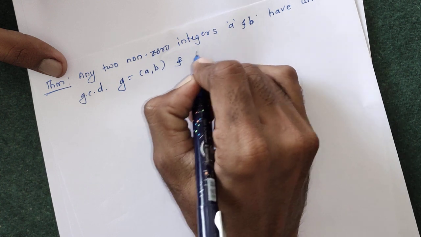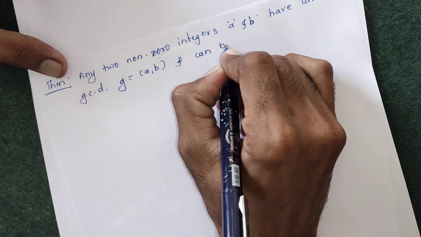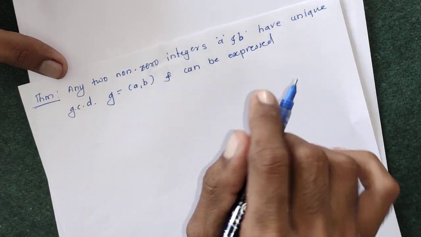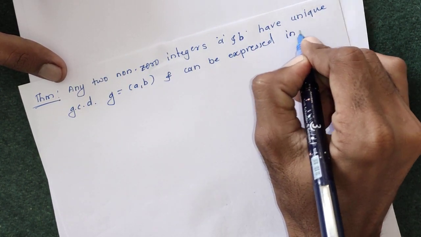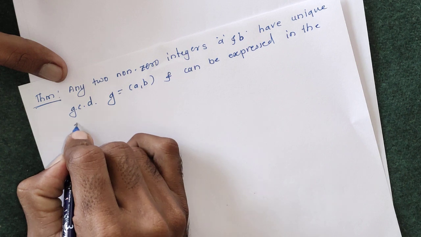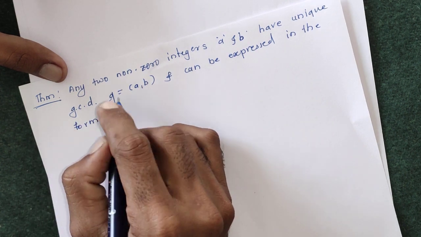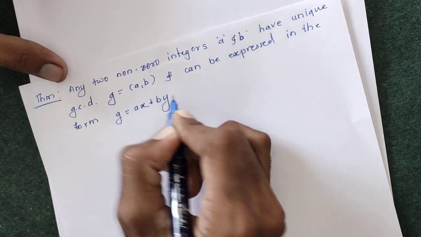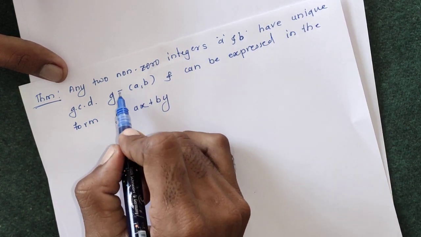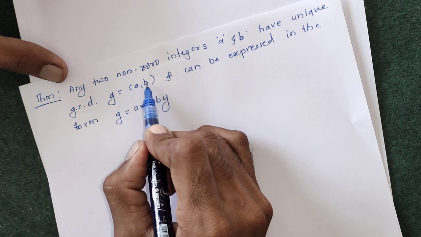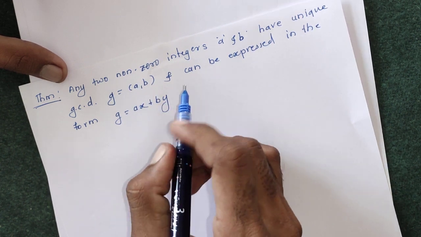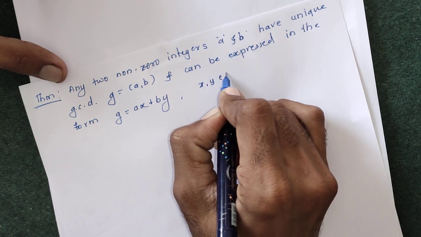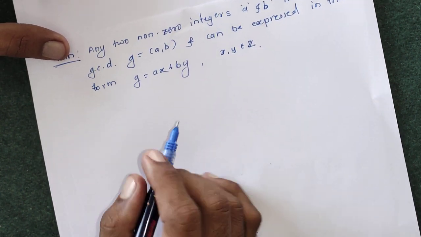can be expressed in the form g equals ax plus by. That is, the GCD g is expressed as a linear combination of a and b, that is ax plus by. These x and y are integers.